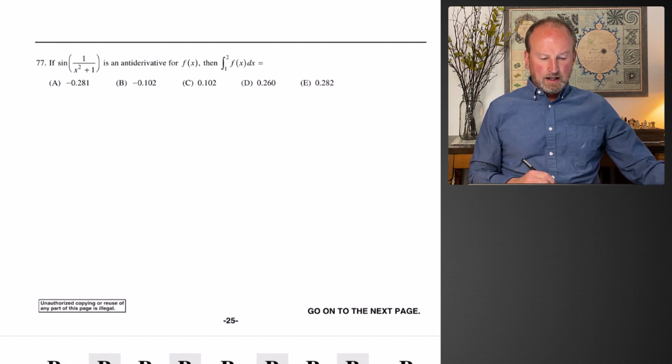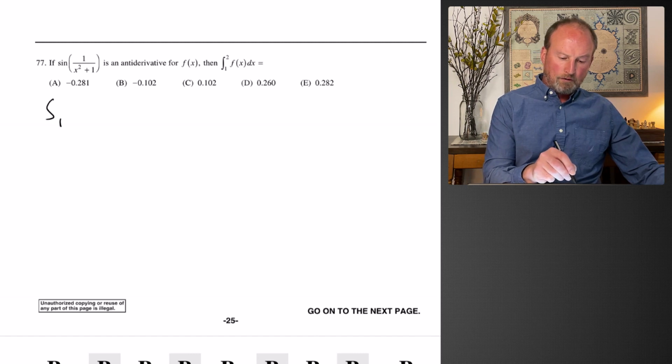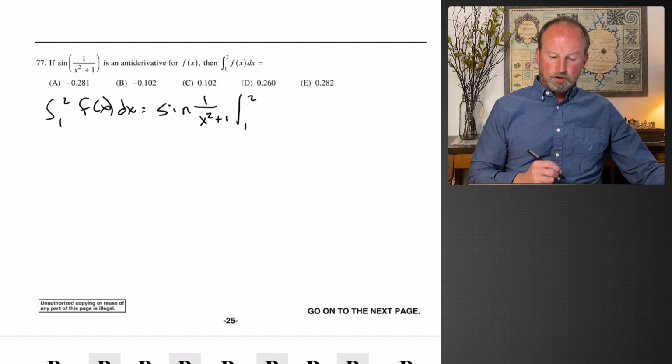77. A function is given by that equation, sine of that mess. It's the antiderivative for f of x. They want me to evaluate the integral from 1 to 2 of f of x. So in order to evaluate the integral, we take the antiderivative, right? So this expression, integral from 1 to 2 of f of x dx, is going to be the expression evaluated from 1 to 2.